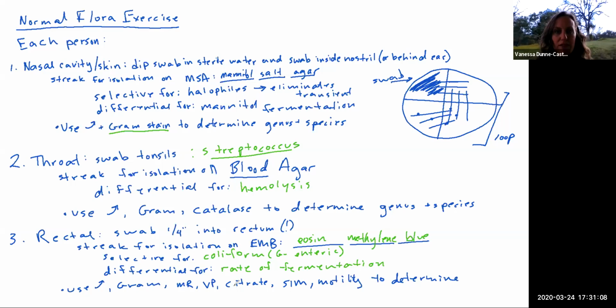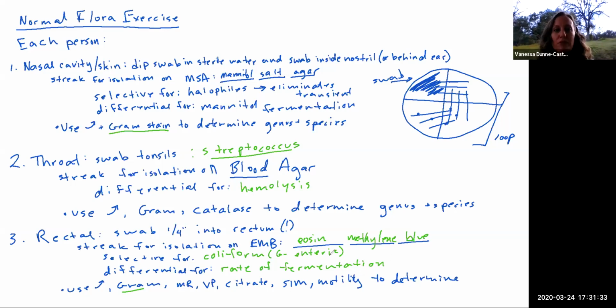So we do something called the IMViC series to identify coliform bacteria. This is really commonly done in clinical microbiology labs with clinical stool samples, where you're trying to identify a causative agent for gastroenteritis. So with the addition of the gram stain and these IMViC series of different biochemical tests, you should be able to determine genus and species level identification of some of the common isolates.